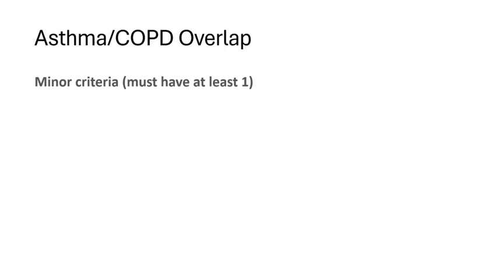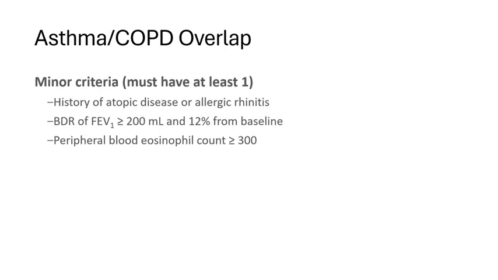Minor, at least one must have been met: a history of atopic disease or allergic rhinitis, a BDR of FEV1 greater than or equal to 200 milliliters and 12% from their baseline, and a peripheral blood eosinophil count of greater than or equal to 300. Regardless of the controversy about labeling, the sources do agree that patients who present with symptoms consistent with both asthma and COPD should generally be managed according to asthma guidelines.